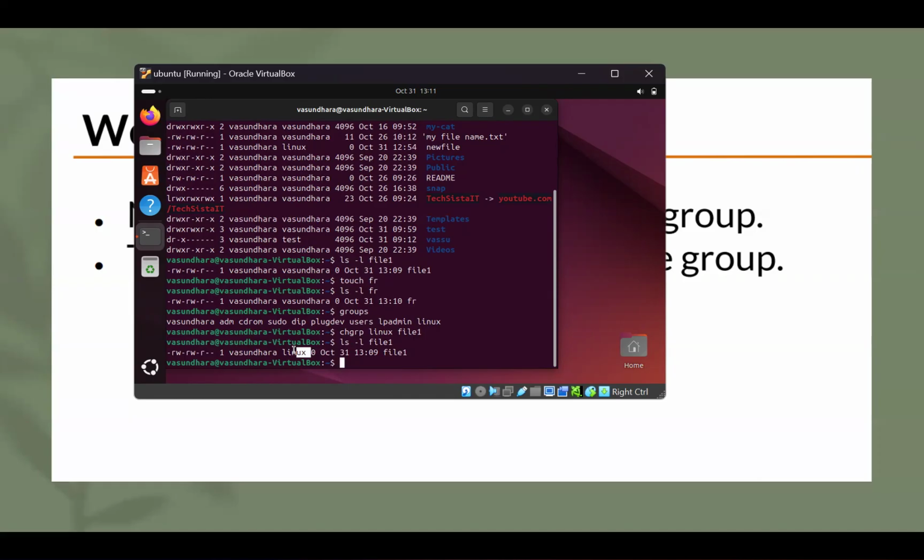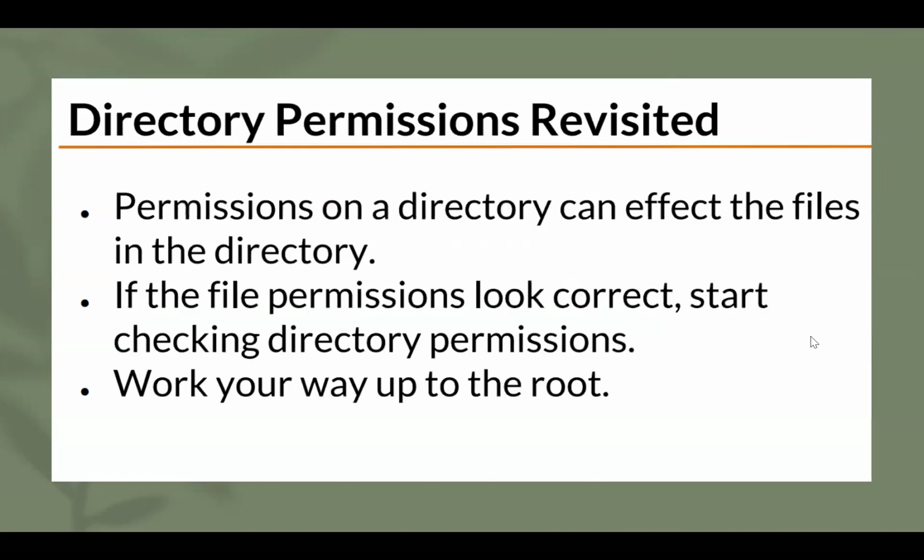Instead of keeping files in different people's home directories, maybe you can have a common place to store all these files. You can move all the files to one directory path. So let's look at the directory permissions again. Permissions on a directory can affect the files in the directory. Not having proper permission can prevent the execution of a file. If you are sure the file permissions look correct, then start checking directory permissions, and also check the parent directories, working your way up towards the root of your file system.